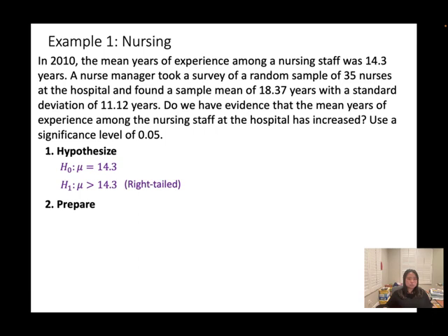Okay, prepare. State the two conditions. The sample is random and independent. Sample size will be 35. So this is good.